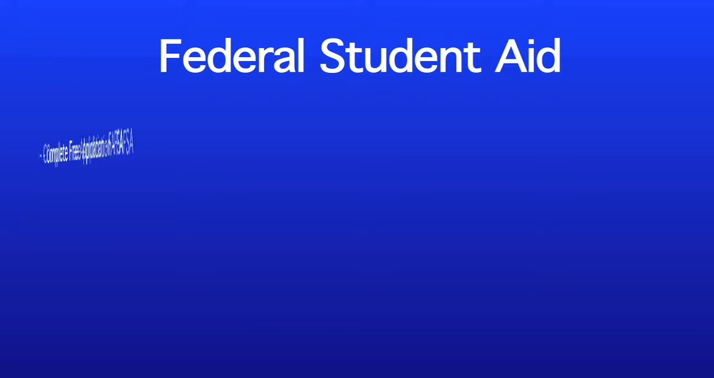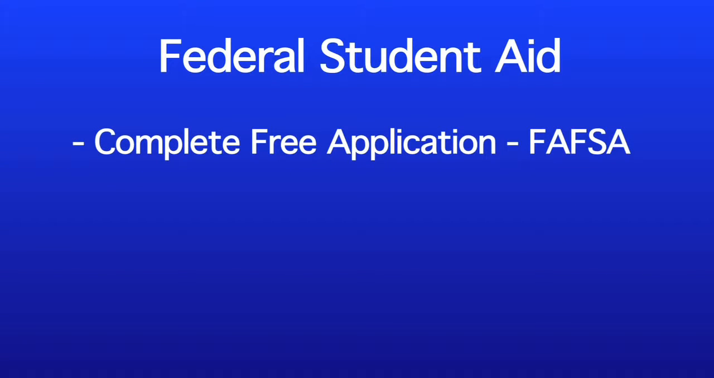Now the first source of aid, federal financial aid, how do you apply for that? Well, you're going to complete the Free Application for Federal Student Aid, or FAFSA. The FAFSA form is required to apply for federal aid, California state aid, and for some schools institutional aid, and for many independent scholarship programs like the Scholarship Foundation of Santa Barbara.